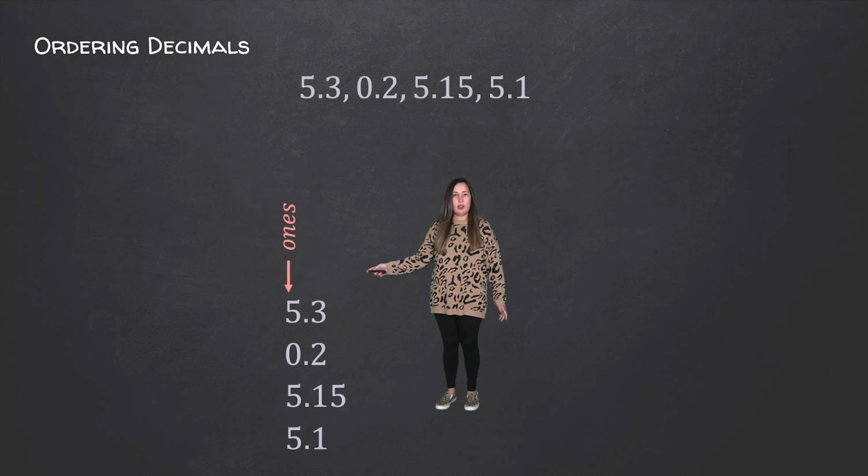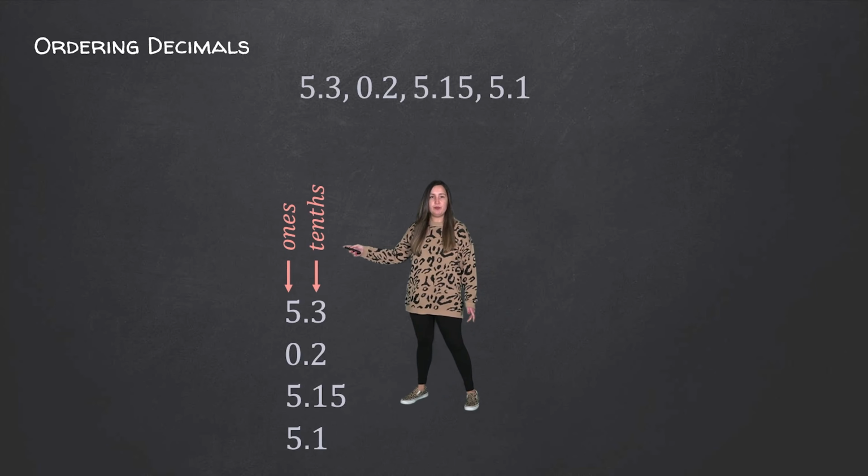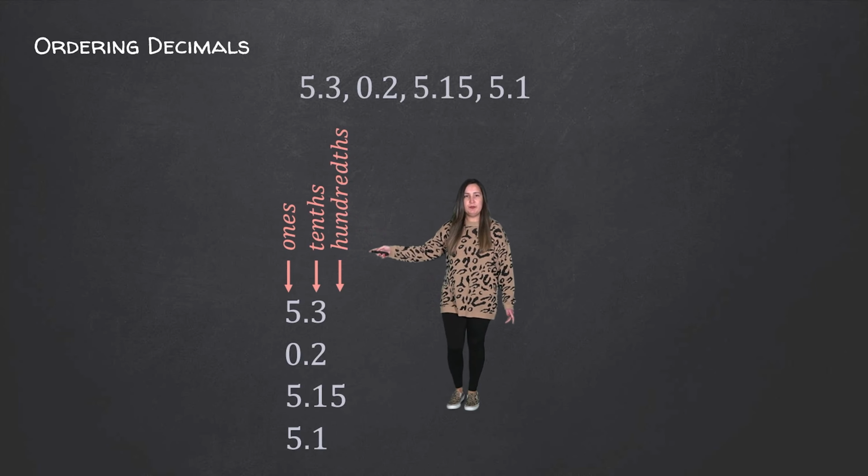So we have our ones place value, we have our tenths place value, and then we have our hundredths place value. But notice that not all values have a number in the hundredths place value, so we're going to add zeros as place value holders because these zeros do not change the value of these numbers.